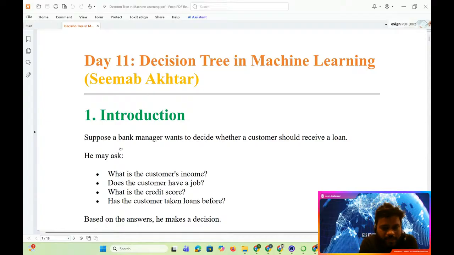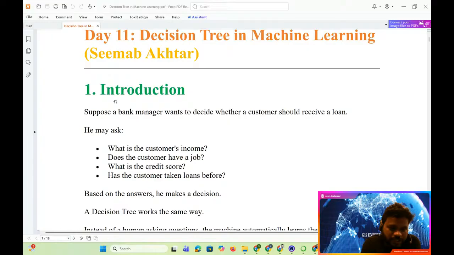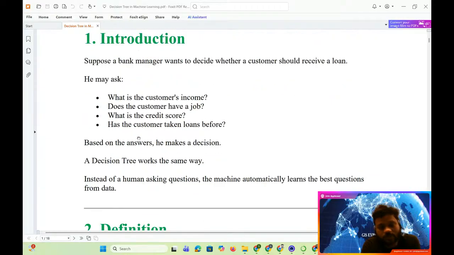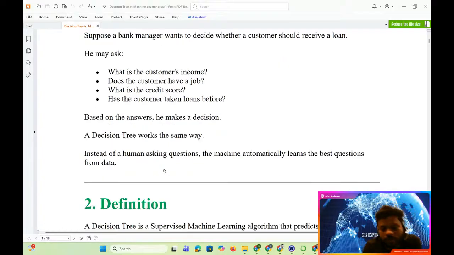Suppose a bank manager wants to decide whether a customer should receive a loan. He may ask, what is the customer's income? Does the customer have a job? What is the credit score? Has the customer taken loans before? Based on the answers, he makes a decision. And this is how a decision tree works the same way. And this is the decision of the bank's worker. But in machine learning, the decision tree works in the same fashion. So instead of a human asking questions, the machine automatically finds the best questions from your data.